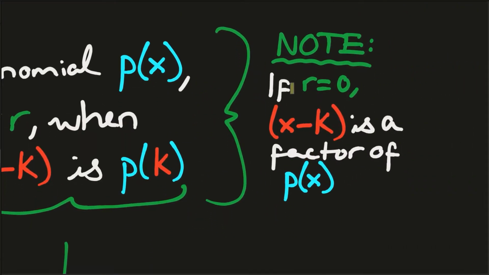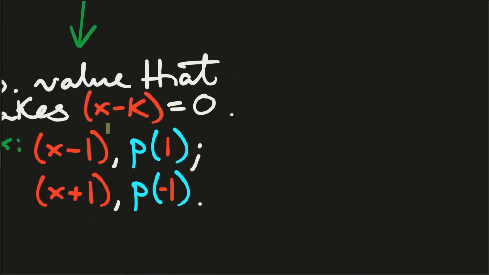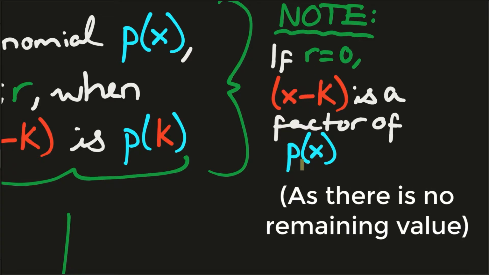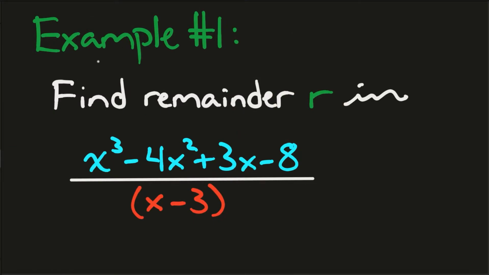Now, this means that if the remainder equals 0, which is our ultimate goal here, x minus k is a factor of p of x. This simply means that we can factor out this expression from this polynomial without any problems. Let's apply the remainder theorem.